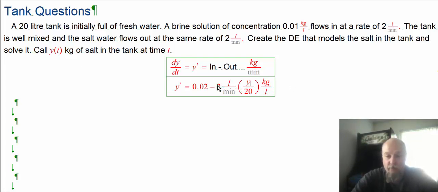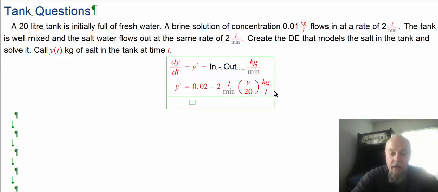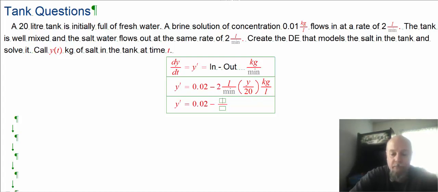If I were to multiply these two things together, let's clean that up. I'm going to get a y prime is equal to 0.02. The units of that 0.02 are kilograms per liter, and this 2 is going to cancel with this 20, so minus a tenth. And this liters cancels with this liters, so our units are kilograms per minute. Kilograms per minute minus kilograms per minute is kilograms per minute. y, that y is still there. There's our differential equation. Create the differential equation, done. All we have to do now is solve it.